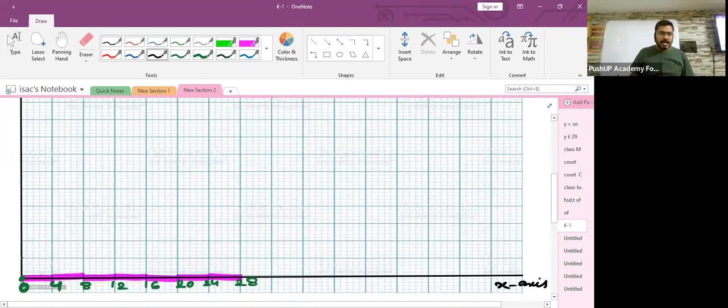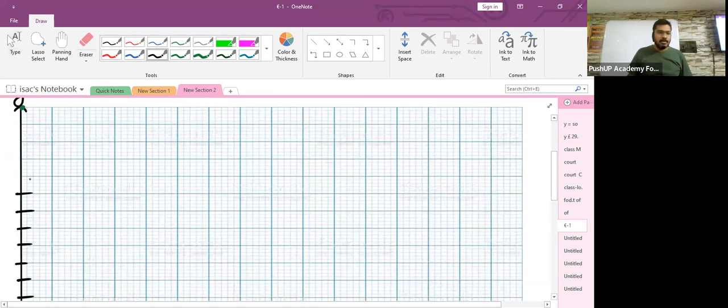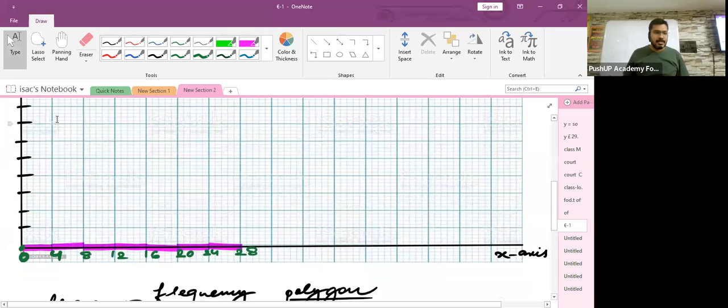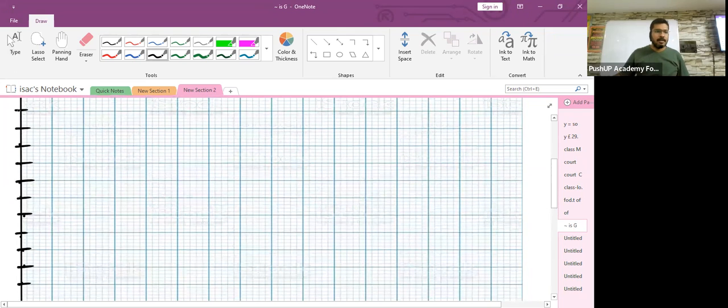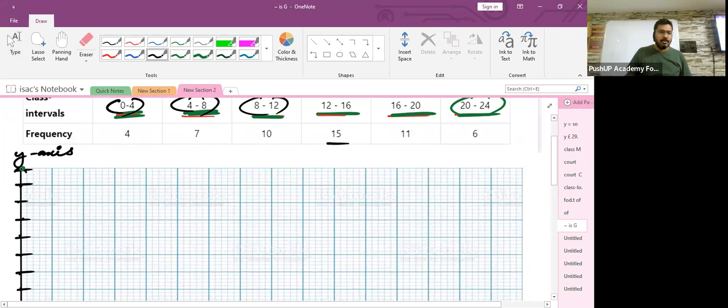So children, each centimeter can be taken as how many units? Can anybody give me a suggestion? 2. All right. So on the graph paper which I have taken, how many points are there? It is 1, 2, 3, 4, 5, 6, 7, 8, 9, 10, 11, 12, 13, 14 and 15. Oh, perfect 15, isn't it? I have taken perfect 15 points on the y-axis.